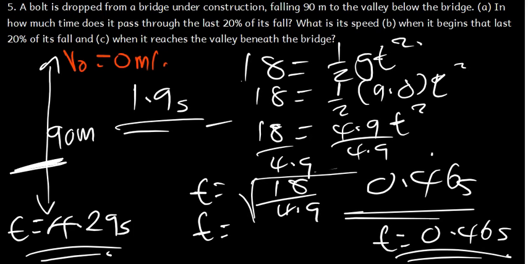Okay, meaning that when it was falling from that point, the time was 8 point what? 3.83. Okay, then the last question is saying when it reaches the valley beneath the bridge. So this one they want to find the total time, and we have already found. So in this case, the first answer we found was 0.46.